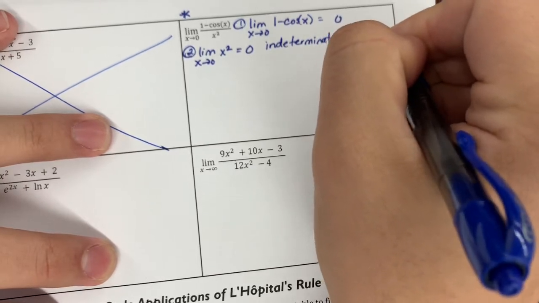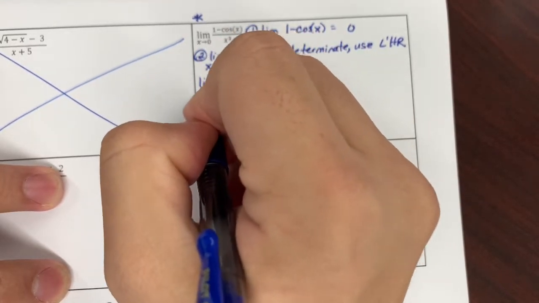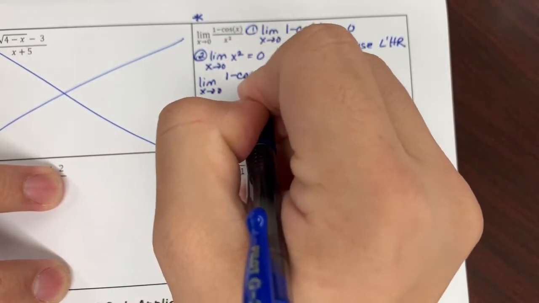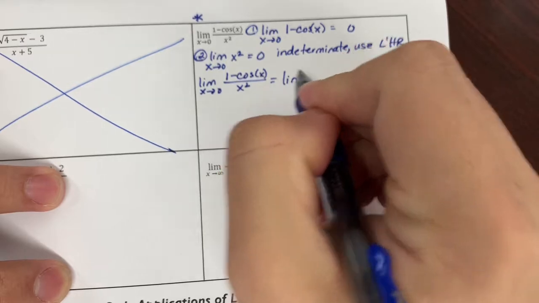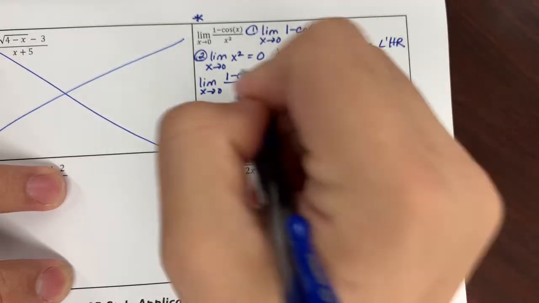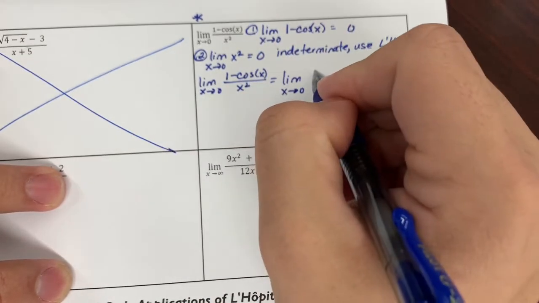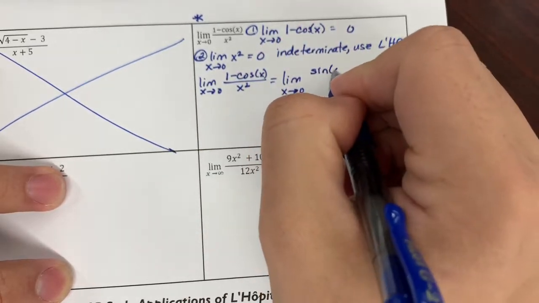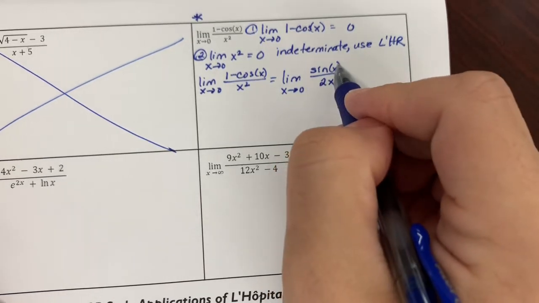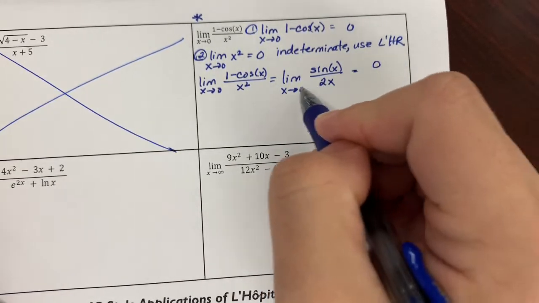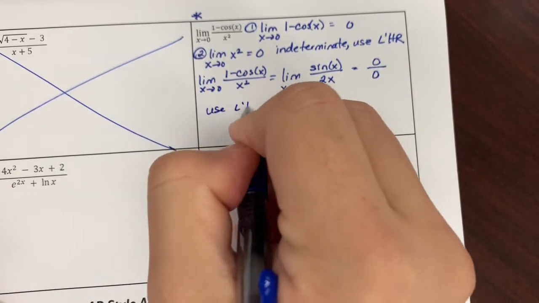Use L'Hopital's rule. Okay, so I'm going to rewrite this. I have the limit as x approaches 0 of 1 minus cosine of x over x squared. That's going to be the same thing. Because of L'Hopital's rule, we can say the derivative of the top is, let's see, the derivative of cosine is negative sine. With the negative in front, we'll make it a positive sine of x, divided by 2x. Now, here's the problem. If I plug in 0 into this, sine of 0 is 0, and the bottom is obviously going to be 0 again. So we have to use L'Hopital's rule again.